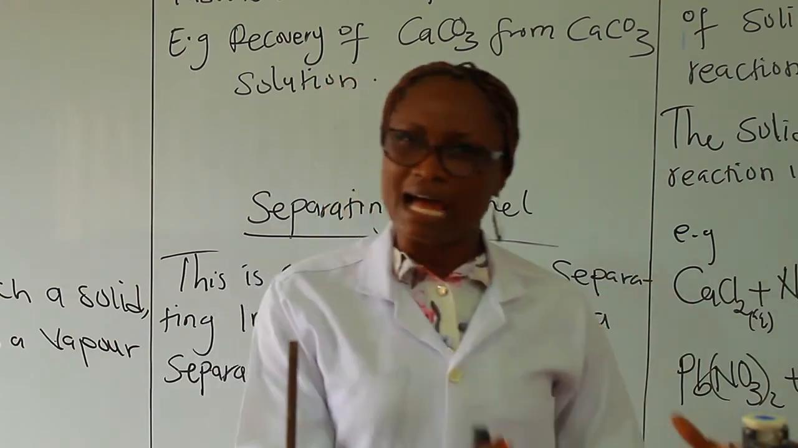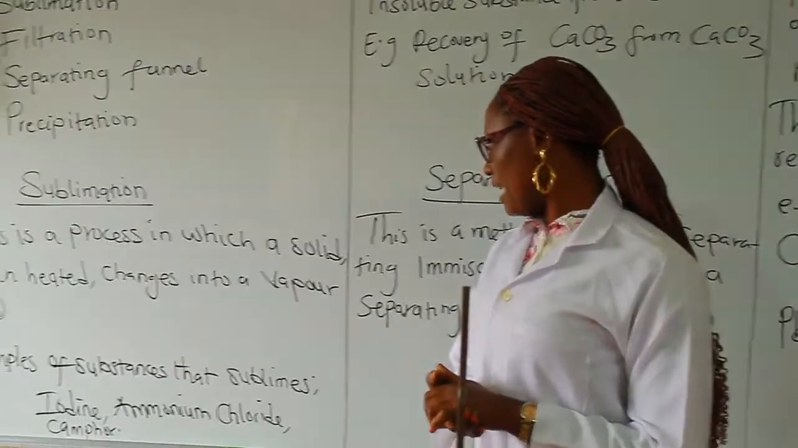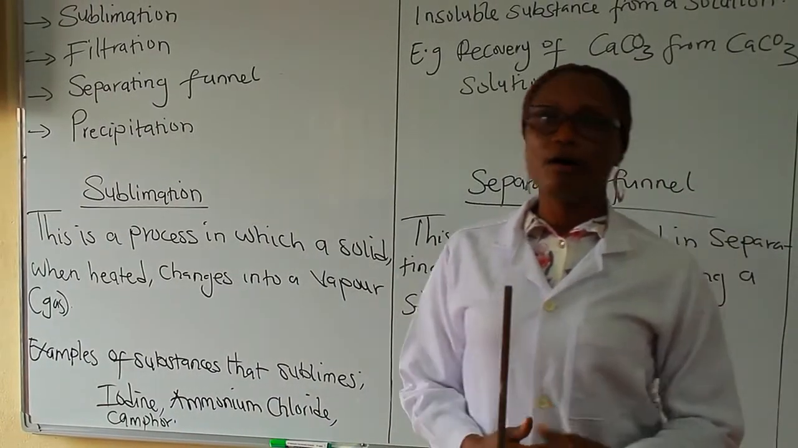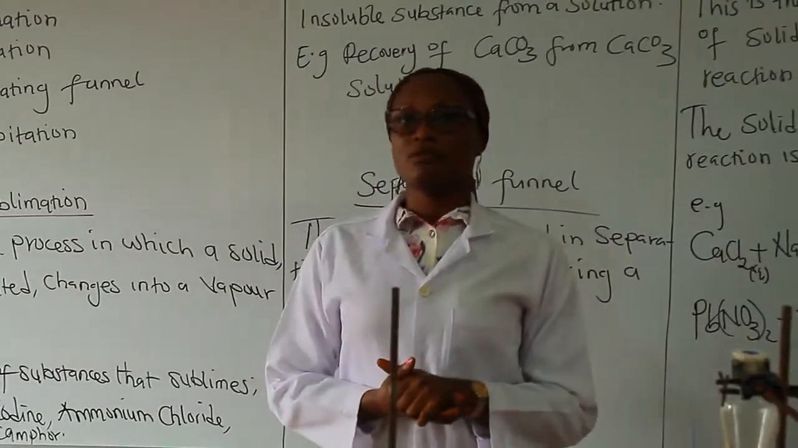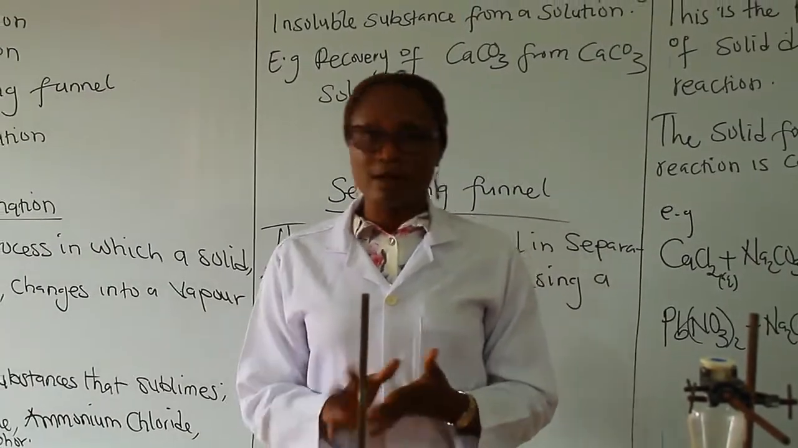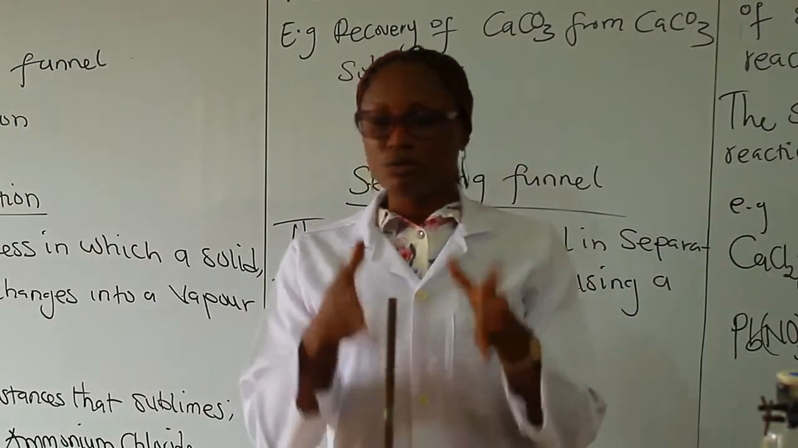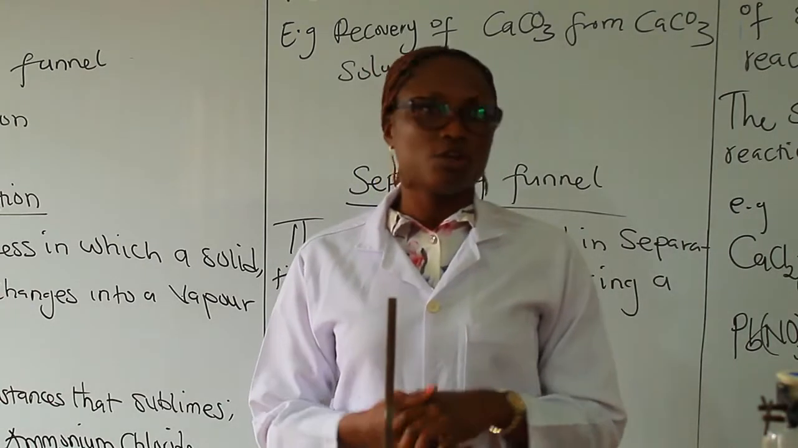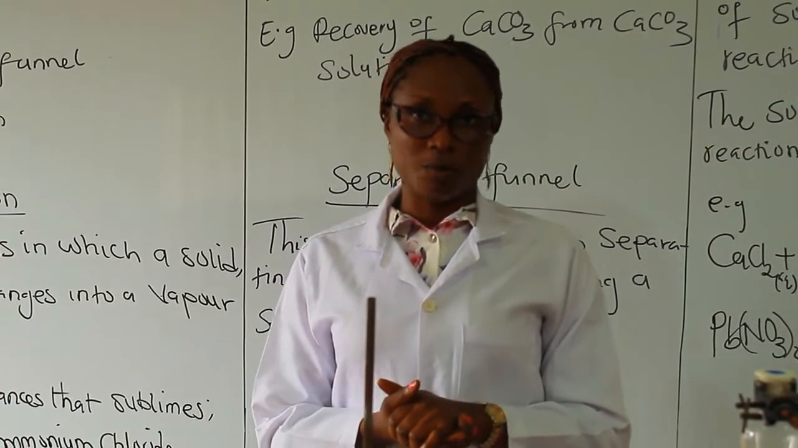Examples of substances that can sublime, changing directly from solid to gas, are ammonium chloride, camphor, and the air fresheners we use at home. Last year, they gave students substances and asked them to list out those that can sublime. Good thing I've given you examples so that when you come across questions like that, you'll be able to list out substances that can sublime.